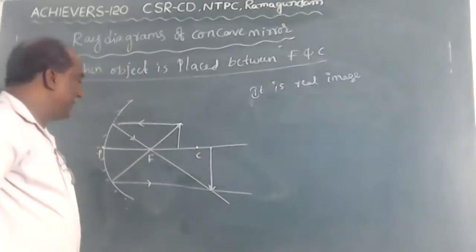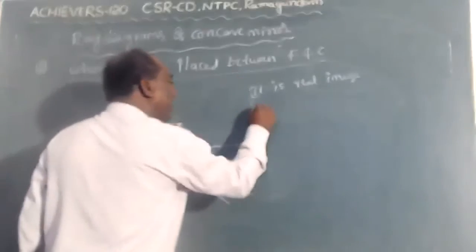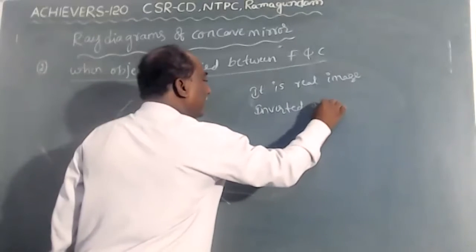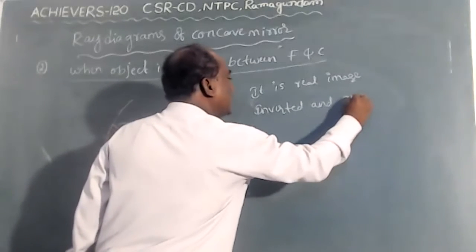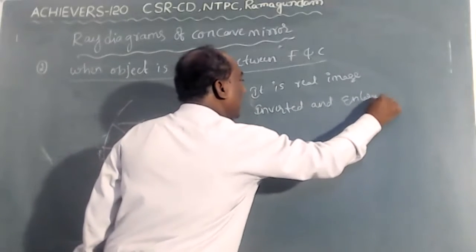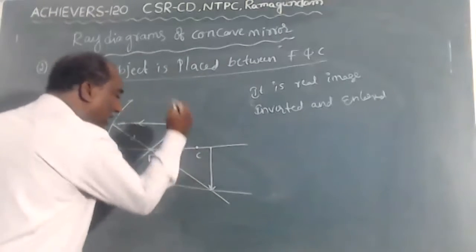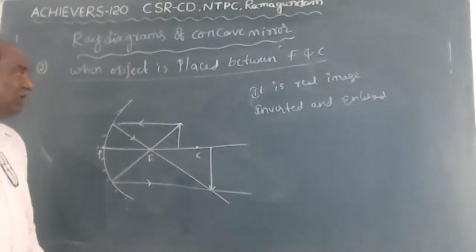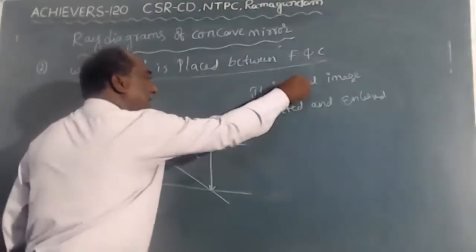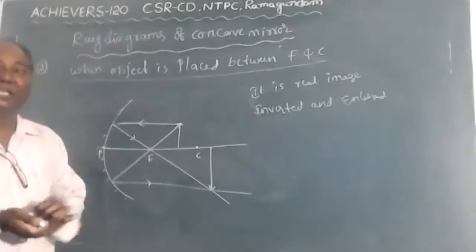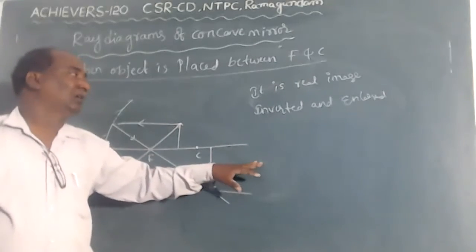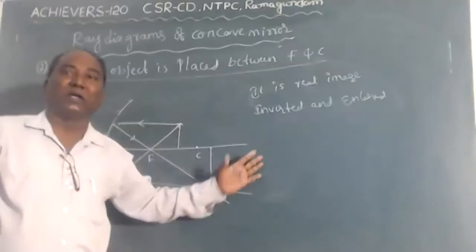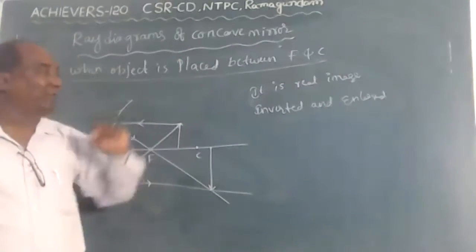It is a real image, inverted and enlarged, because it is bigger than the object. The image is bigger than the object. Real image means the image which is caught on screen. Virtual image means which does not get caught on screen. That is called a virtual image.